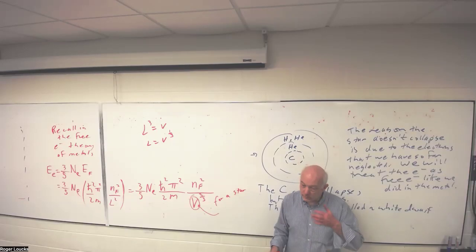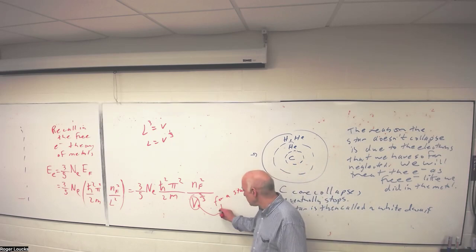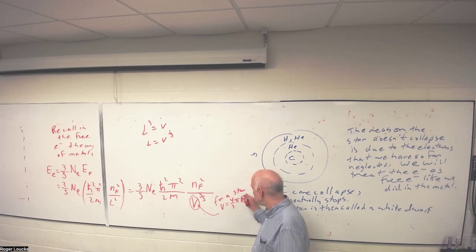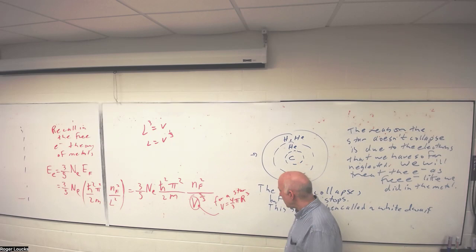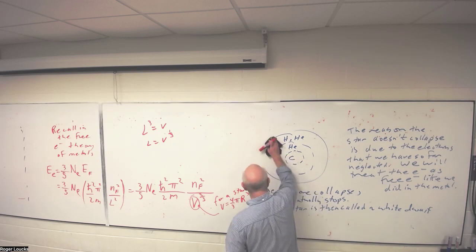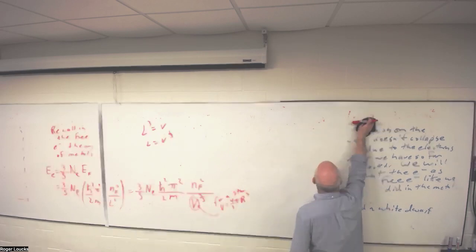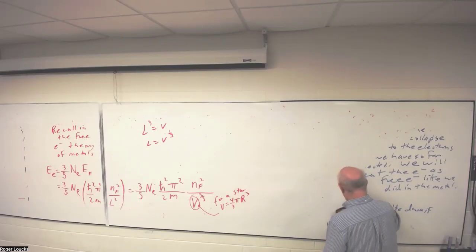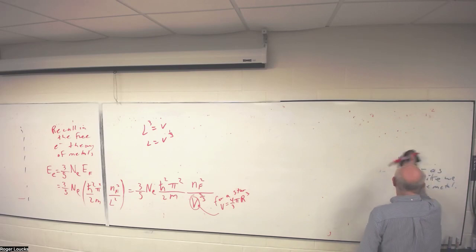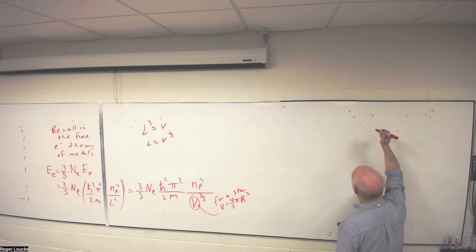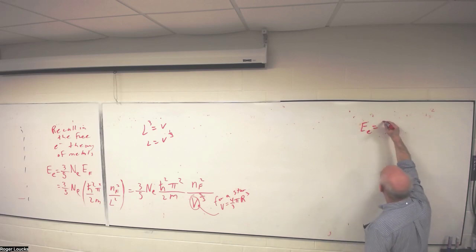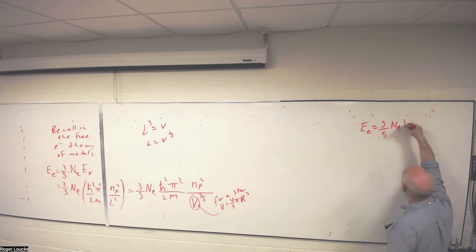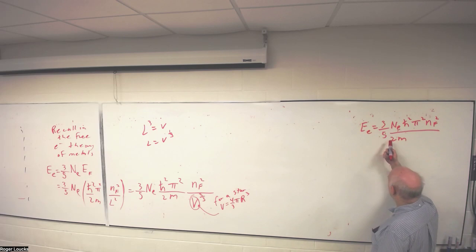For a star, what will I put in then for the volume? We're going to treat it as a sphere. The volume is 4/3 pi times the radius of your star cubed. And so what is that going to give me? Let's put this over here. I'm going to put a box around it because we're going to need it. So we're going to say the energy of an electron is 3/5 n_e h bar squared pi squared n_F squared all over 2m. I know that's 10, but I'm going to keep this 2m.